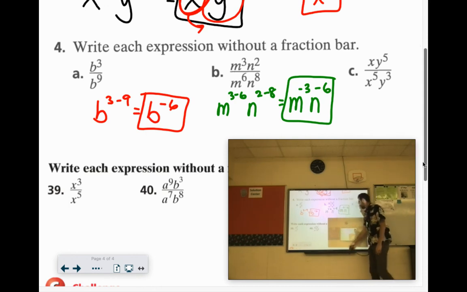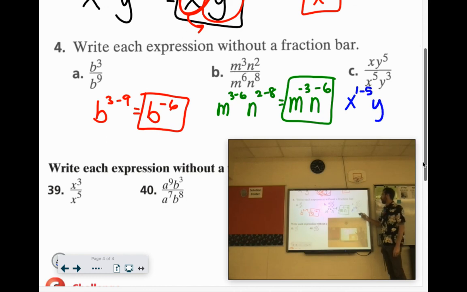One more. Subtract the exponents. For the x, we have 1 minus 5. For the y, we have 5 minus 3. 1 minus 5 is negative 4. 5 minus 3 is 2.